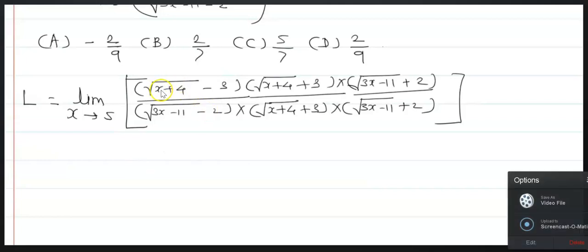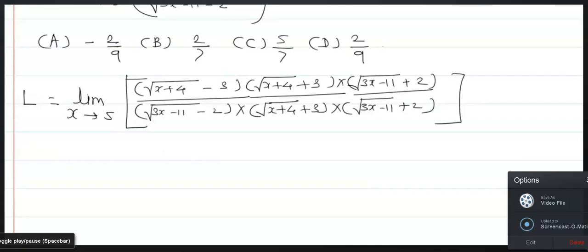root of x plus 4 minus 3. Now multiply by the conjugate of this, which is root of x plus 4 plus 3 upon root of x plus 4 plus 3, into root of 3x minus 11 plus 2 upon root of 3x minus 11 plus 2. Now what is the multiplication of this? The multiplication of this is x plus 4 minus 9. And what is the multiplication of this first and this last one? That is 3x minus 11 minus 4.